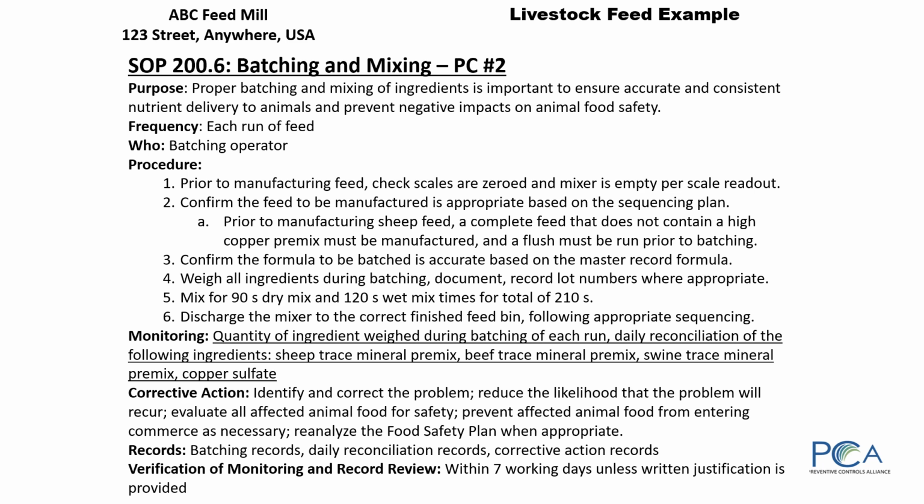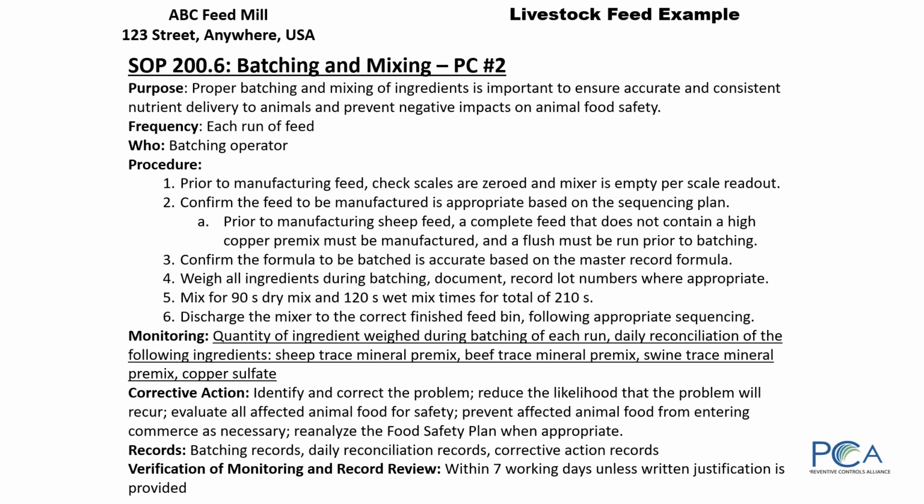This is preventive control number 2. You'll also notice that it's associated with a SOP 200.6. So it's likely that this feed mill already had an SOP in place for this exact procedure, and now they're just reworking it to make it look more like what FSMA is asking for.